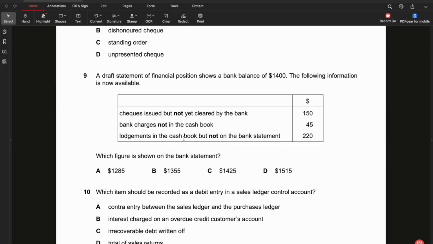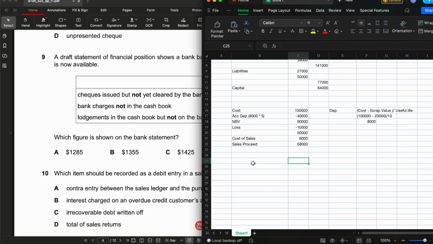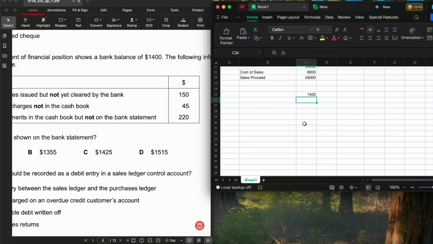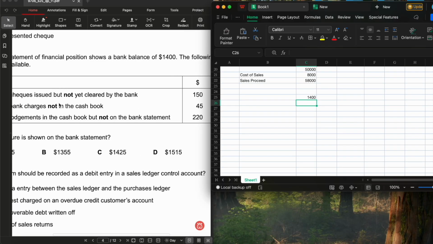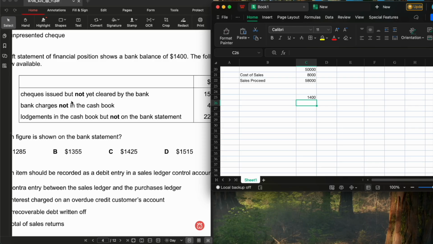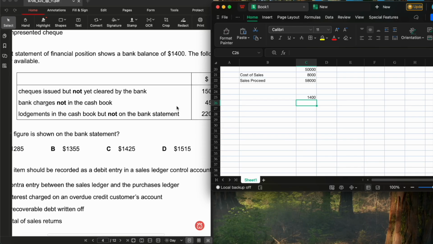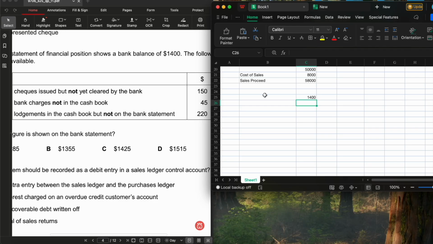in the bank statement. So which figure is shown on the bank statement? What should be the figure in the bank statement? We need to find out that. Let's say 1,400 here. The first entry says that a check is issued but not yet credited by the bank. So we have issued this check from our cash book, but the bank doesn't know about it.